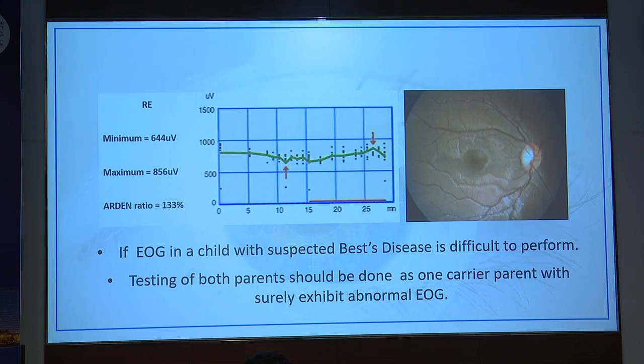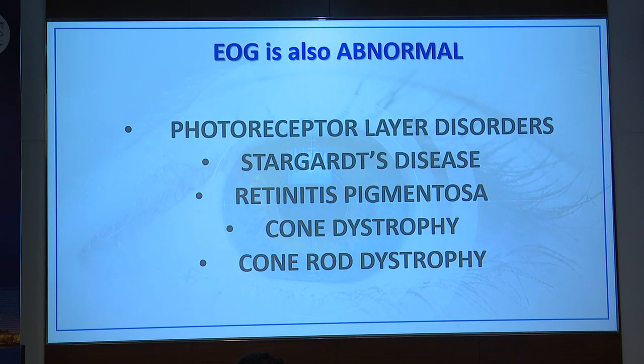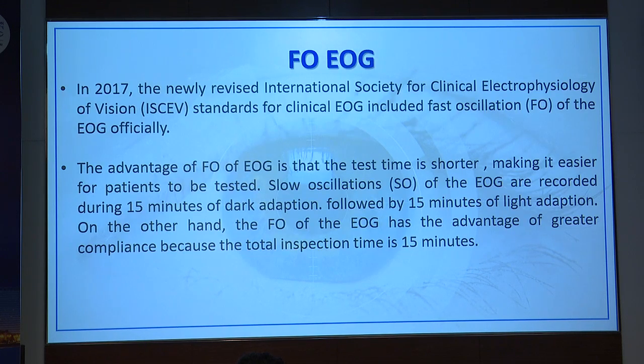If EOG in a child with suspected Best disease is difficult to perform, what will you do? Test the parents, and one carrier parent will surely exhibit abnormal EOG. It has a debatable role in differential diagnosis of congenital stationary night blindness, where it is normal, from other progressive disorders causing night blindness. EOG is also abnormal in photoreceptor layer disorders: Stargardt, retinitis pigmentosa, cone dystrophy, rod and cone dystrophy.